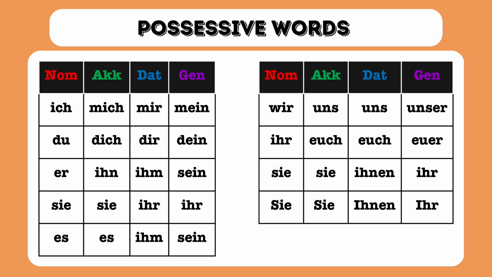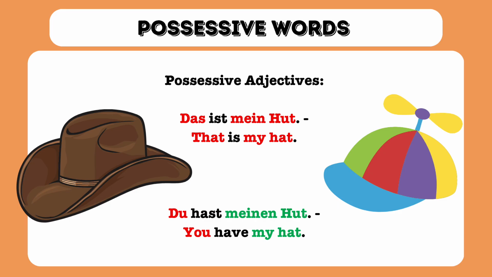Ihn, ihm, sein. He, him, the other him, and his. You get the idea. These are the possessives that I've been using throughout this entire course that are just used here as possessive articles. Here are examples of how this might work. Das ist mein Hut. That is my hat. Du hast meinen Hut. You have my hat.